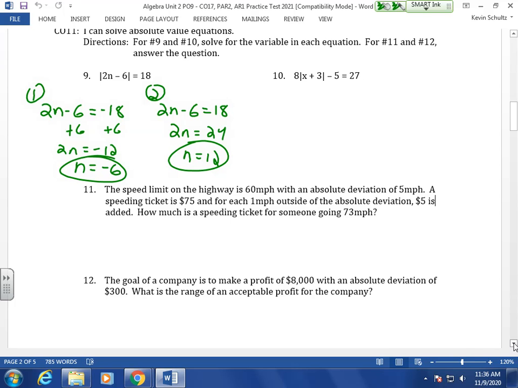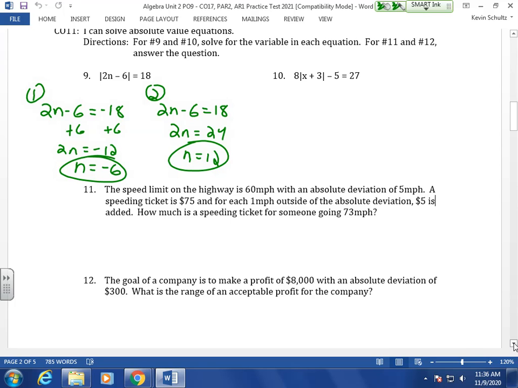And I see what I did wrong. Yeah, you probably just added this wrong. That's what I did. Yeah. But again, checking that answer would help, right? If you plug in 11 to this, 2 times 11 is 22, minus 6 is 16. That's not the same as 18.